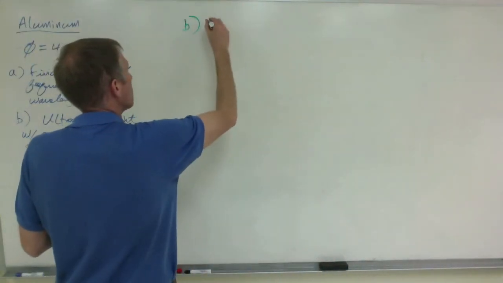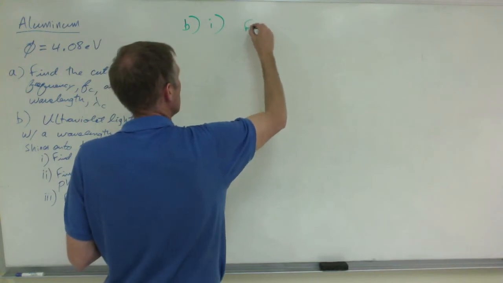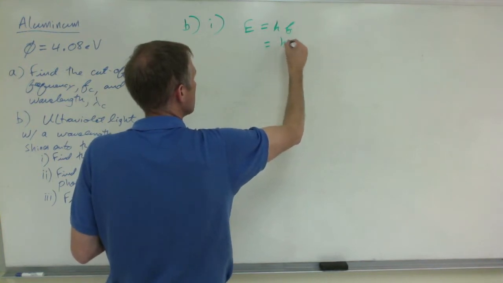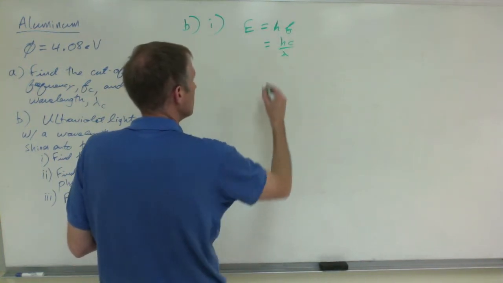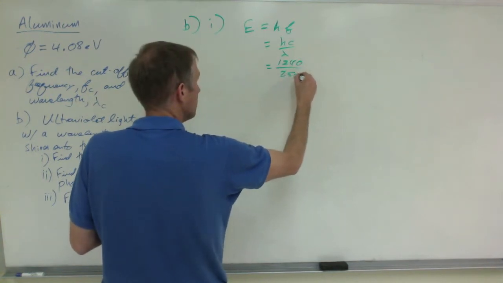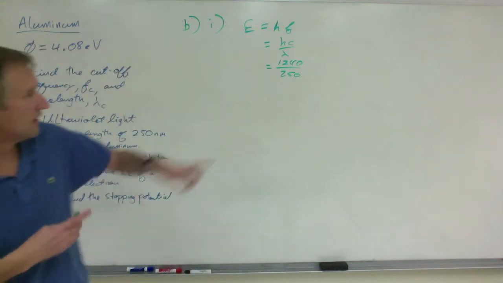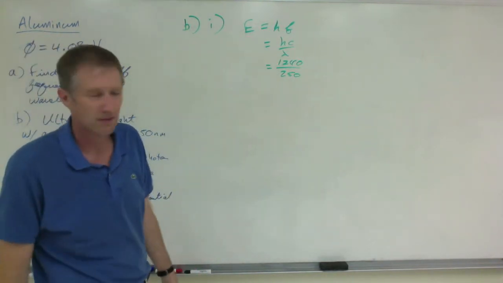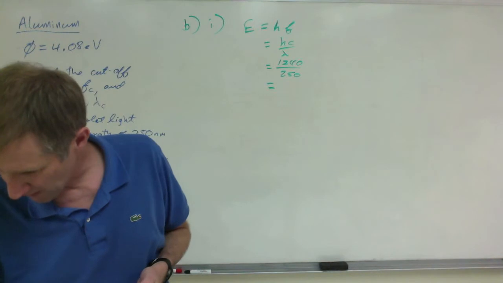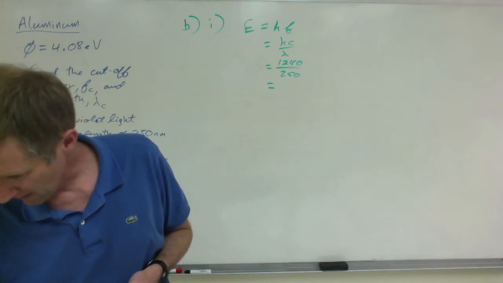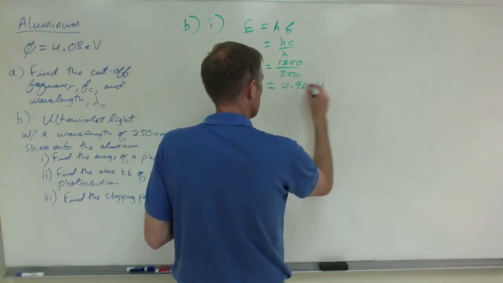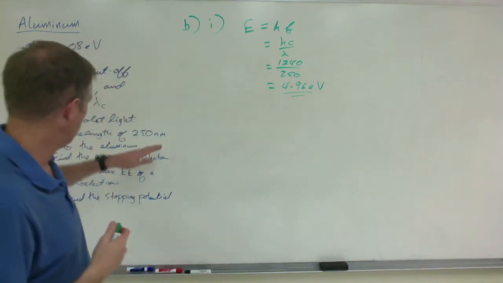So for B1, let's find the energy of a single photon. E equals hf, which is easier to go hc all over lambda, which is going to be 1240 all over 250. Again, you get to leave it in nanometers because this is electron volt nanometers. I love that. And having already done the mathematics, that comes out to be 4.96 electron volts. That's the energy of a single photon of this ultraviolet light.